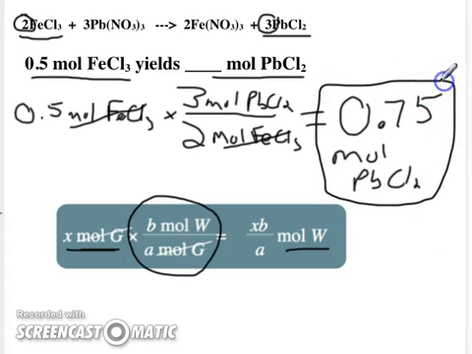So again, these are one-step conversion problems. That's the first type of problem that you're going to see.